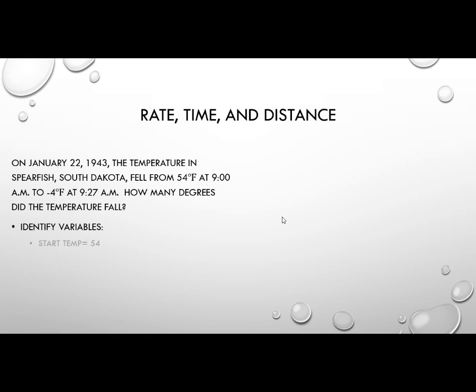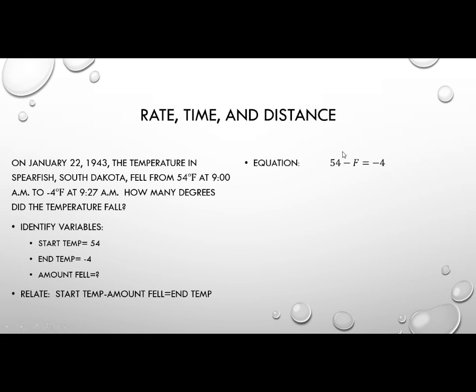So one thing I started off with is my starting temperature. Starting temperature was 54. Ending temperature was -4. And what I'm looking for is how much it fell. Now I want to relate these variables. I want to relate all these words in some simple equation. So my start temperature, and then I subtract how much it fell by, should tell me how much the end temperature was. So 54 degrees at the start, subtracting how much it fell should equal -4.